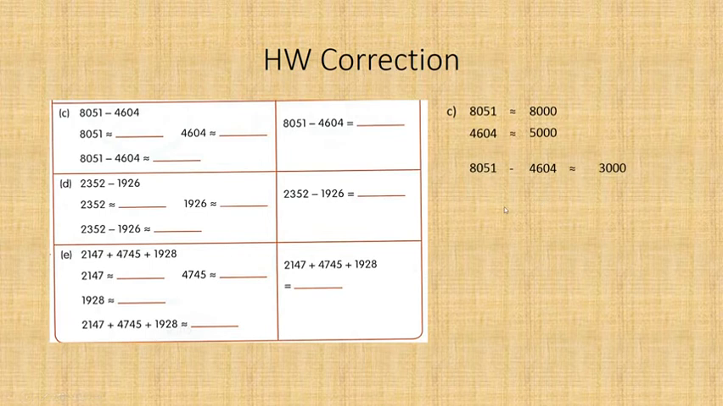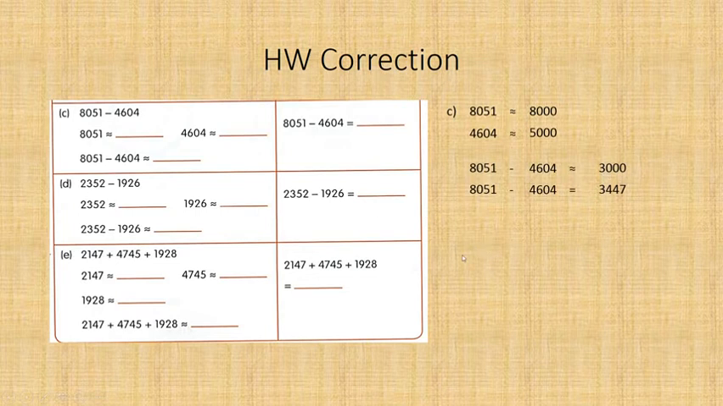Okay, but what happens if I just calculate it accurately? So it's going to be 8,051 minus 4,604. If you calculate it accurately using the calculator, you will find that the answer is going to be 3,447. It's near to 3,000. Okay, let's go to question number D.